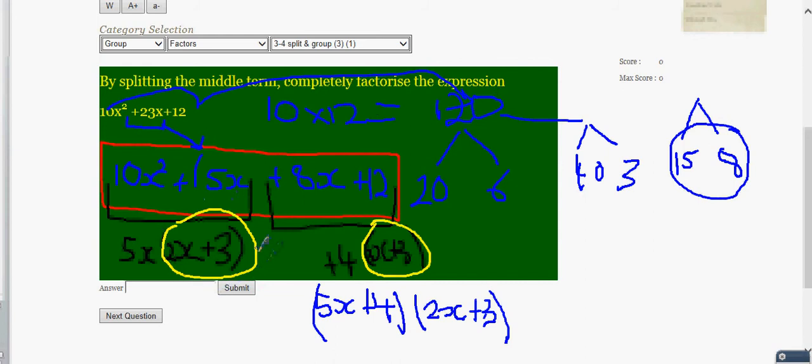Common factor in this question is 2x plus 3. So we end up factorizing the entire expression as 2x plus 3 times 5x plus 4.